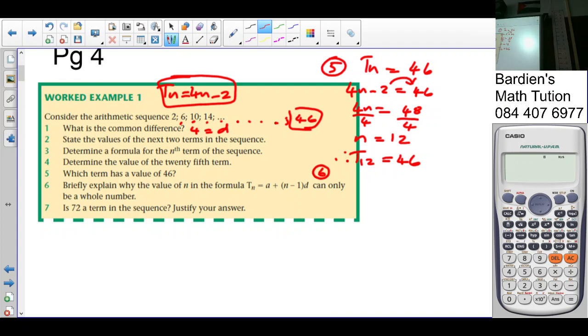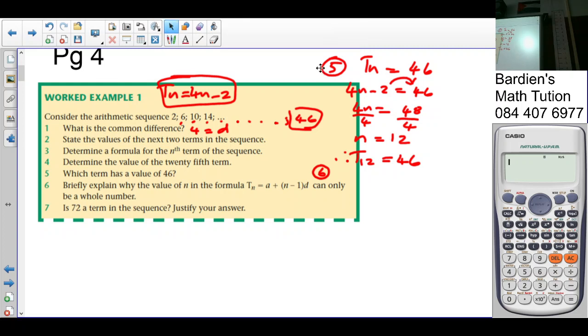Let's look at number 6. Briefly explain why the value of n in the formula Tn is equal to a plus n minus 1 d can only be a whole number. Why can it only be a whole number? What does n represent? Position number. So can we have somebody that is standing at the negative 5th position? No. So n can never be negative. Not so? Can we have somebody that is standing at 2.5? No. So because of the nature of n here, n can only be natural numbers. You guys understand?